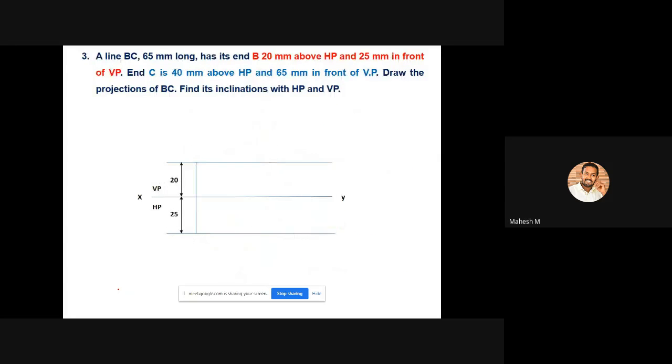So within 5 minutes, I will complete this problem. So this is a homework problem. So you have to do this problem on your own.